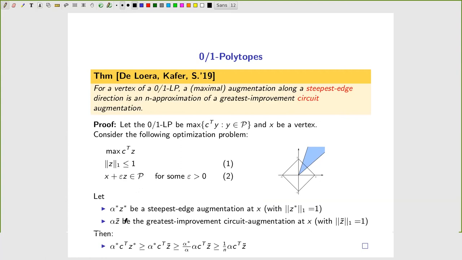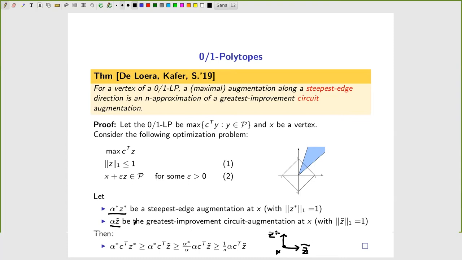So here, suppose that Z tilde, multiplied by a factor alpha, is the greatest improvement circuit direction at X. So assume that Z tilde has norm one. What this is saying is that if you move from X along a greatest improvement circuit, you can move by alpha Z tilde. And instead, Z star is our steepest edge augmentation, and if you move along Z star by a factor alpha star, that's the augmentation that we are going to take at X. That's how much you can move according to the edge, and that's how much you can move according to Z tilde. So basically, this is our X, here we have X star, Z star, and here we have Z tilde. Both of these vectors have norm one.